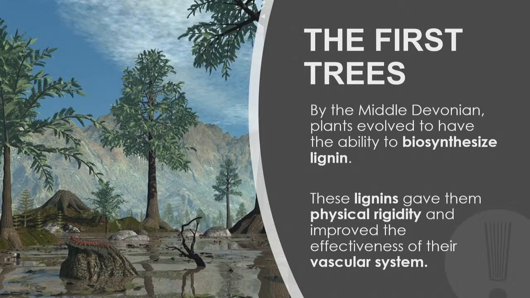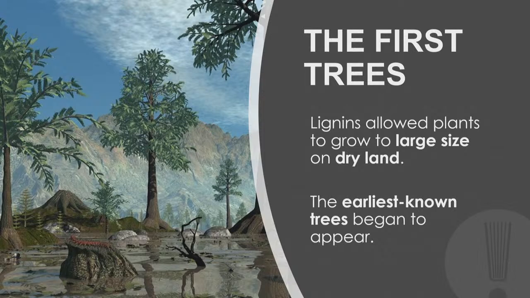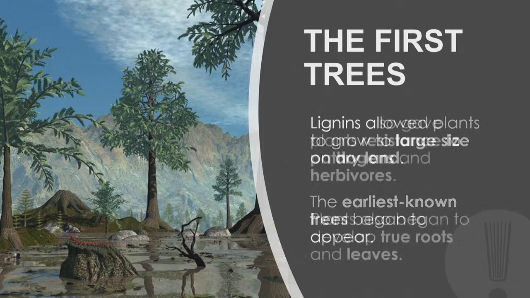So here in the Middle Devonian, plants evolved the ability to biosynthesize lignin. That's that stiff, fibrous part that gives structure to the plant, gives it rigidity, and improves the effectiveness of their vascular systems. Lignin also allows them to grow to larger size and hold themselves up. It's kind of like a backbone in a way, except on the outside and all throughout the plant. The earliest known trees began to appear during this period.